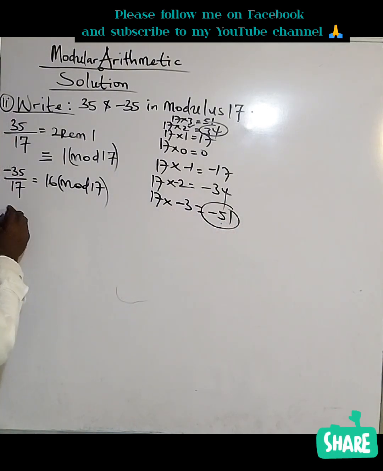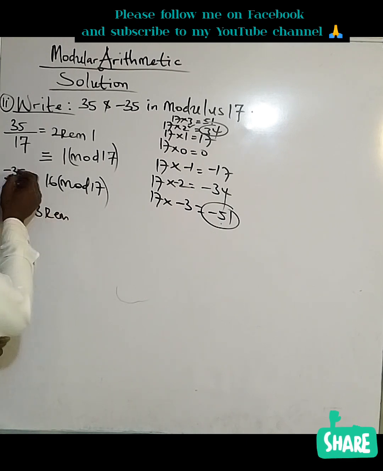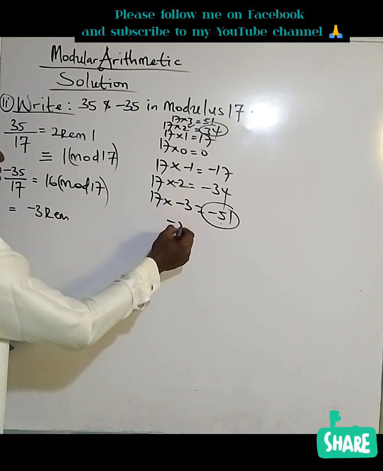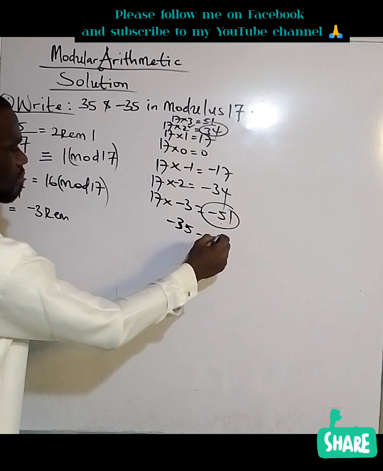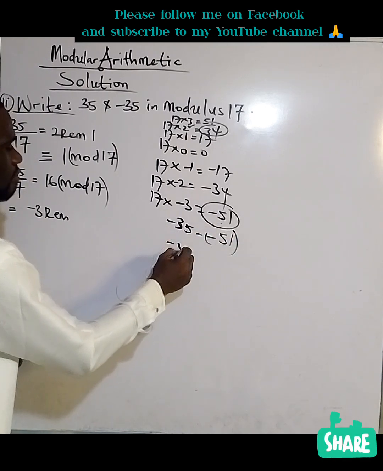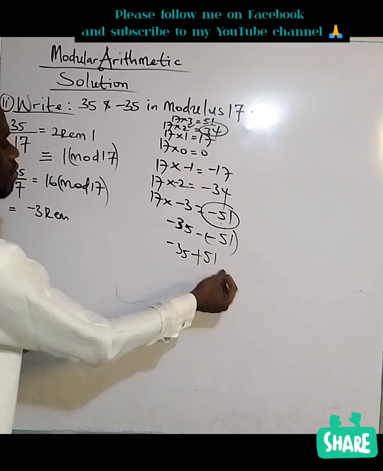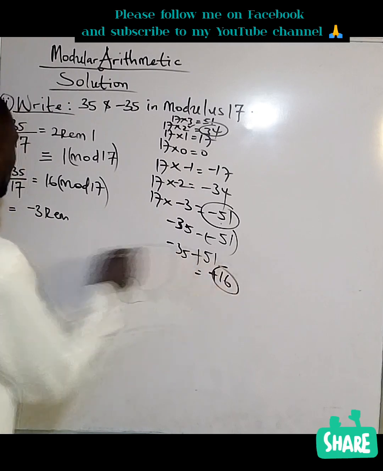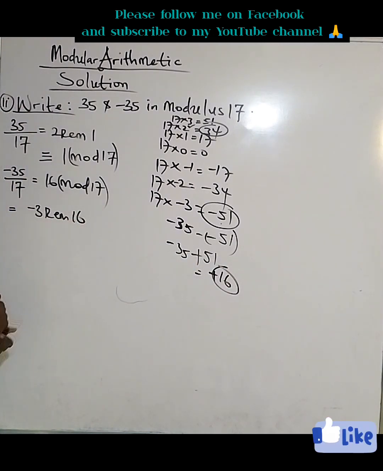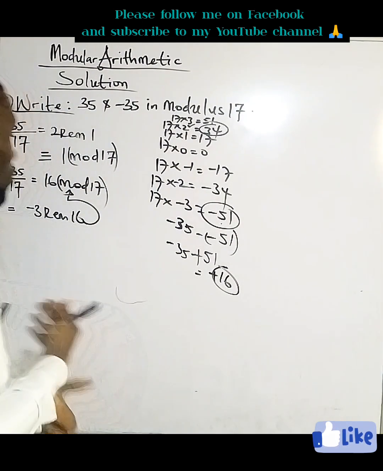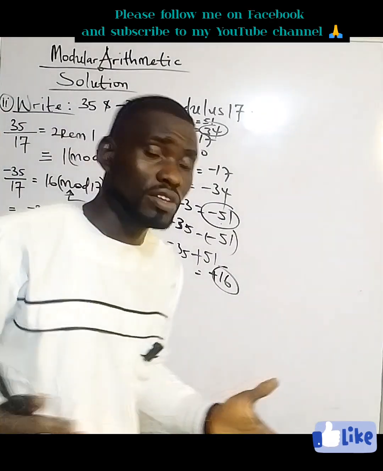So 17 in minus 35 will give us minus 3, remainder. For the remainder, we go with minus 35 minus minus 51. So minus 35 plus 51 will give us plus 16. So minus 3 remainder 16. What's our answer? 16 modulus 17. So see, it's very simple, and I'm very sure that most of us got this question right. So at this point in time, we're done with this lesson.